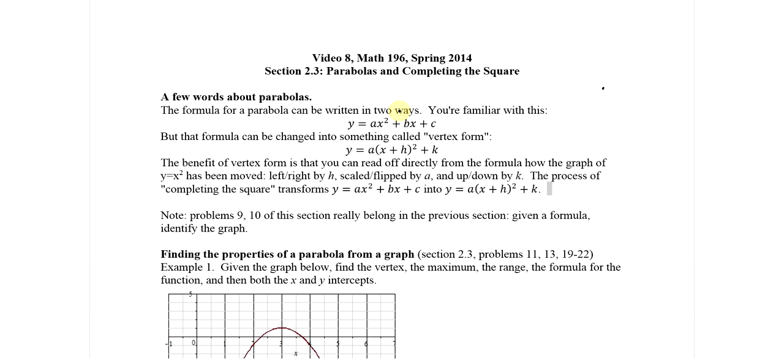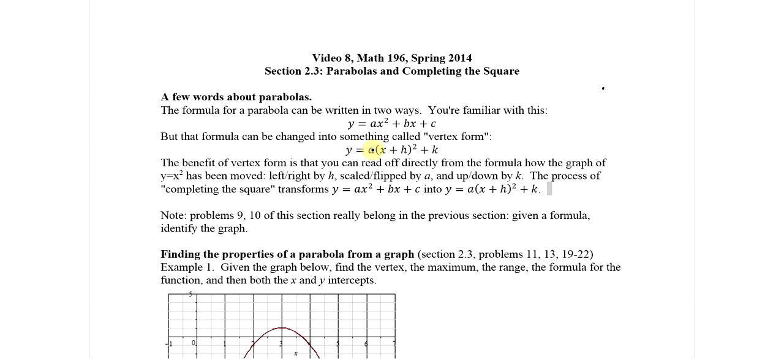We can turn this formula into something called the vertex form. So that's y equals a times x plus h quantity squared plus k. The nice thing about vertex form is that you can read off directly from the formula how the graph of y equals x squared has been moved, right? So the h is inside the parentheses. That means it's been moved left or right, depending on whether h is positive for moving left, negative for moving right.